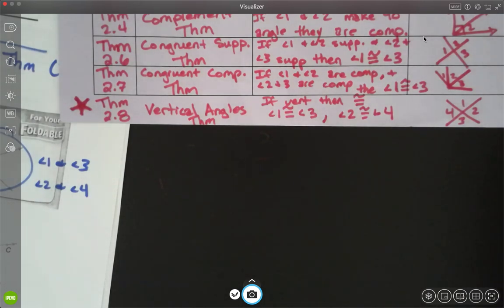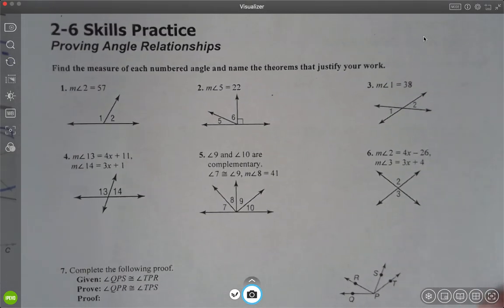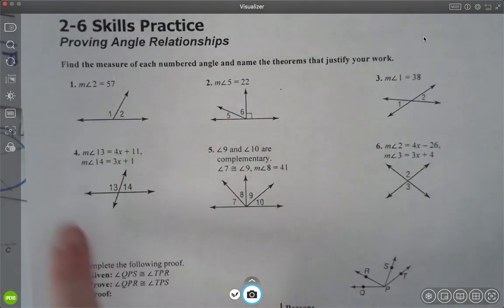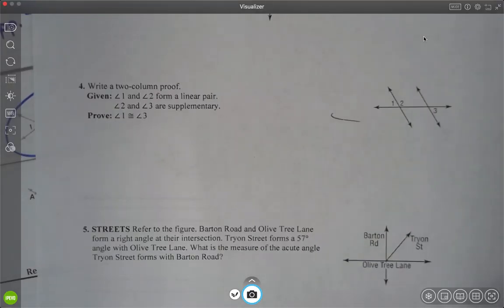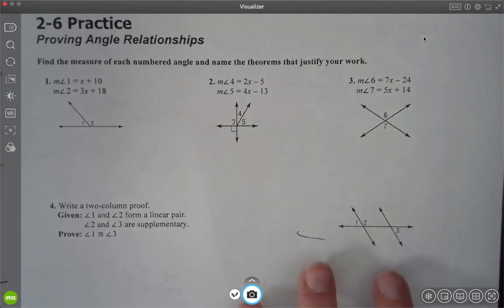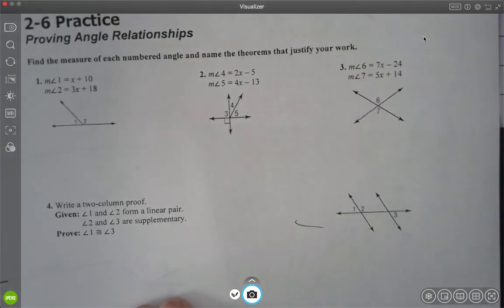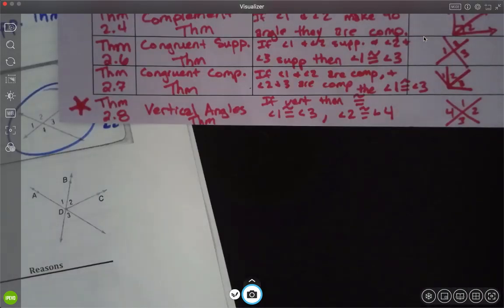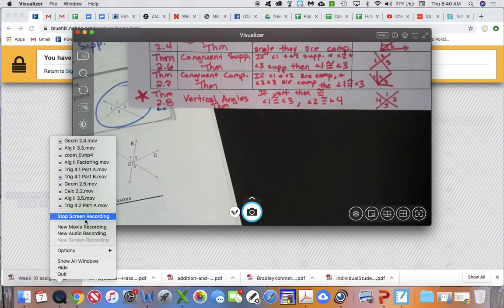I'll tell you which ones to do. Actually, I'll just put it up here. Watch what I'm doing. Right here? You have skills practice and practice. There are questions at the top, like 1 through 6, and there are questions at the bottom, like a proof. Why don't I just have you guys do the top parts? So the top 3 on this page, the top 6 on the other page, and then we'll worry about the proofs on Monday, okay? If you want to start the proofs, you sure can. Okay? All right, so there's your instructions, Elena, or whoever else is watching this.